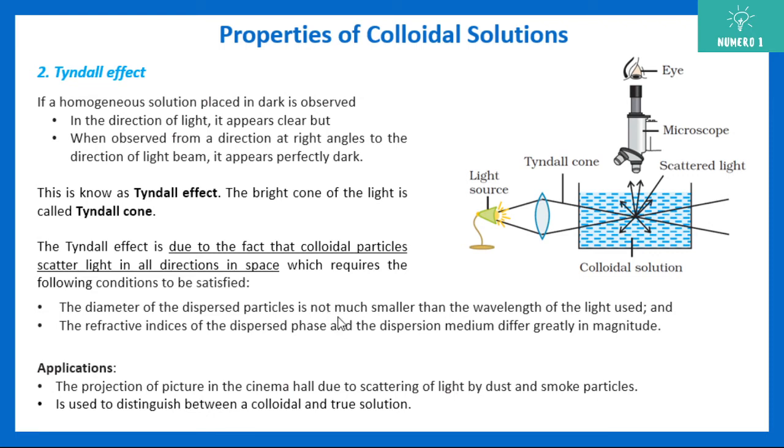An application is the projection of pictures in a cinema hall, which is due to scattering of light by dust and smoke particles. If you remember, in a cinema hall the light is coming from behind, so that the image is seen on the screen, because the light is scattered. If you are sitting in front, you are able to see the picture clearly, but if you are at a right angle, you are not able to see the screen.